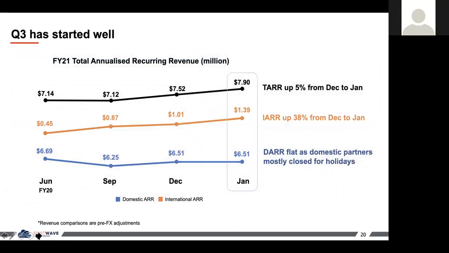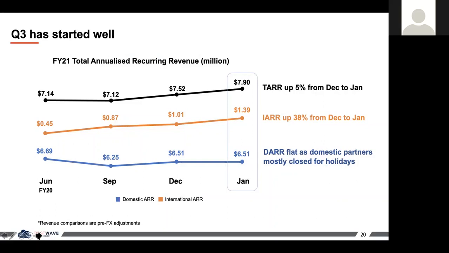I'm now moving to slide 20. Q3 has started well, and I'm confident revenue growth can accelerate. A positive early indicator is that, compared to December, we've seen a 38.5% uplift in international annualized recurring revenue to $1.39 million in January, in a single month. This has lifted the total annualized recurring revenue by 5% in 1 month. Domestic revenue has remained flat, which is not unexpected given the Christmas New Year season in Australia. But importantly, our international revenue now makes up 18% of the total annualized recurring revenue base. This was 3% just 12 months ago.